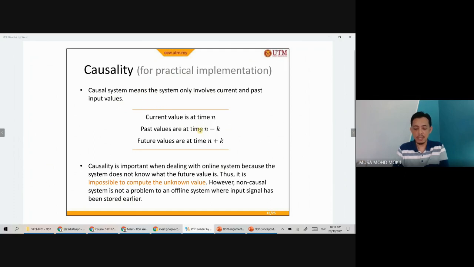So we can have three types of inputs. First one is a current value. If we are looking at the equations, inside the time bracket it will write only n, nothing else, just n. That is the current time. A past value is when you see it written as n minus some value. A future value is when you see it is n plus some value.